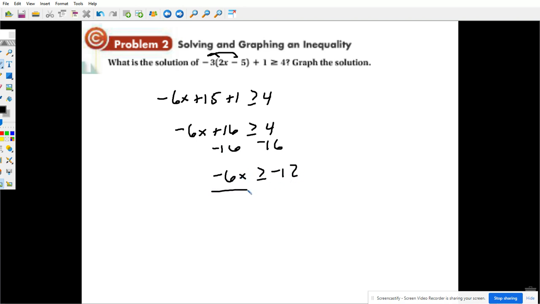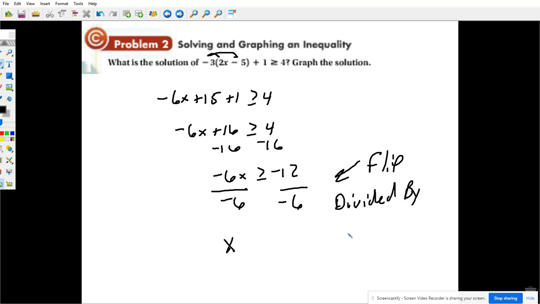Okay, I'm going to divide by negative 6. Now here is where you have to pay attention. I'm dividing by a negative. So that means I'm going to take x and I have to flip the inequality. So here I'm going to flip. Why am I flipping? Because I divided by a negative. Okay, so I'm going to flip the inequality. It was greater than or equal to. It's now going to become less than or equal to, and then we just do the math. Negative 12 divided by negative 6 is a positive 2. So this now reads x is less than or equal to 2.